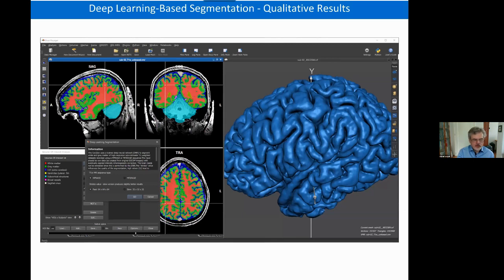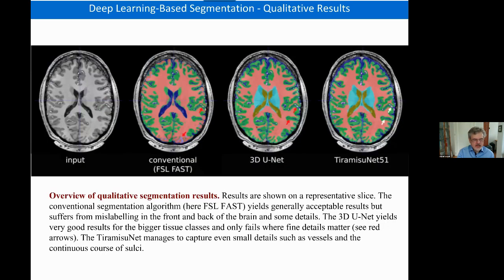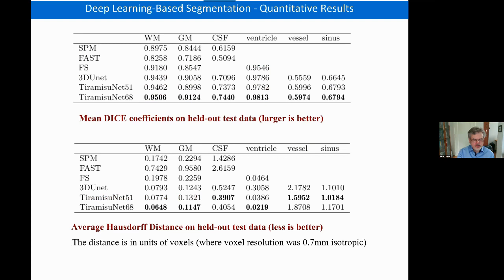Another qualitative comparison to conventional segmentation tools shows that the results are indeed outperforming traditional segmentation tools. Here we see, for example, segmentation errors in the front and back on the left side in the FSL FAST version, which are not made by the U-Net, also a network we trained and tested, and on the right side by the Tiramisu net. A more quantitative comparison shows the increased segmentation accuracy of the Tiramisu net in comparison to 3 conventional neuroimaging segmentation tools.